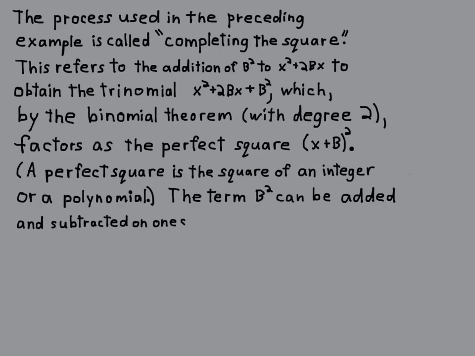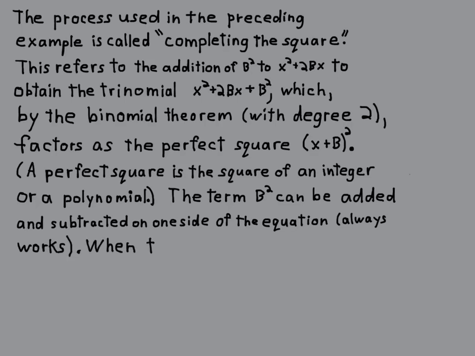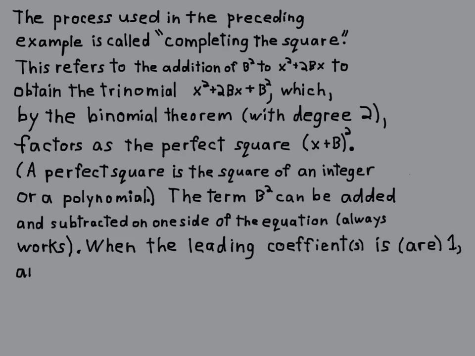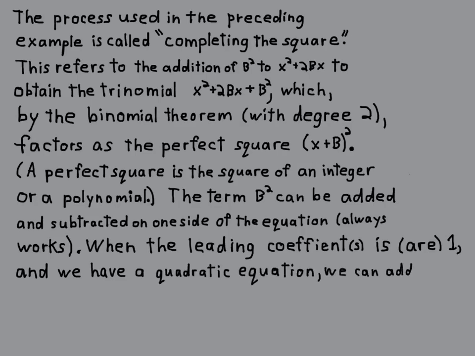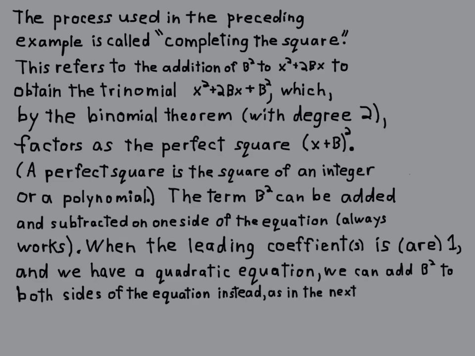So as I mentioned before, the term b squared can be added and subtracted on one side of the equation, which always works. When the leading coefficient is 1, and we have a quadratic equation, that is, there's an equal sign, then we can add b squared to both sides of the equation instead of adding and subtracting b squared. That's just a different bookkeeping method. It really amounts to the same thing. But for these circles, I would probably, in most cases, just add b squared to both sides of the equation.